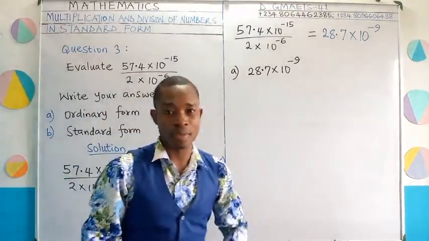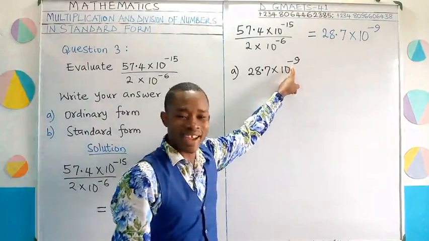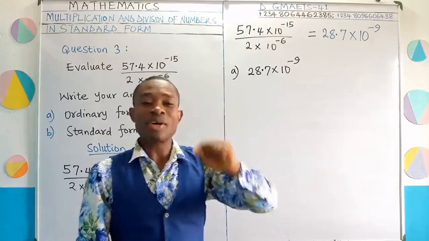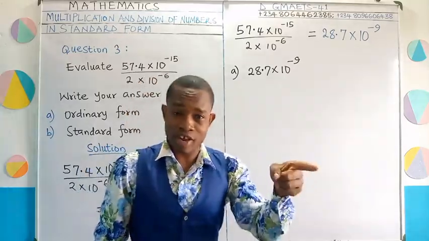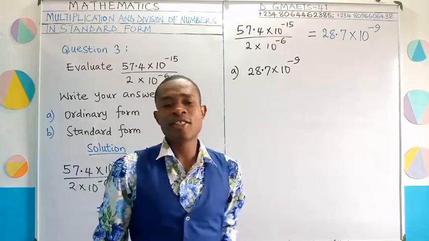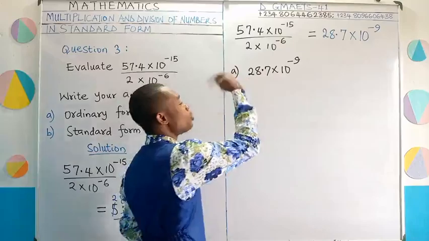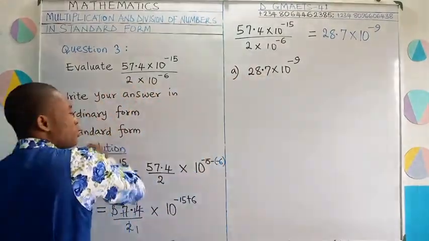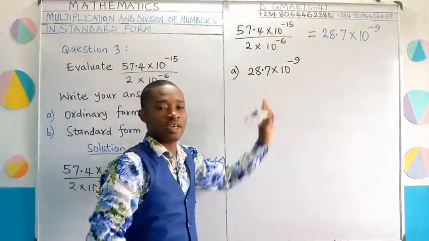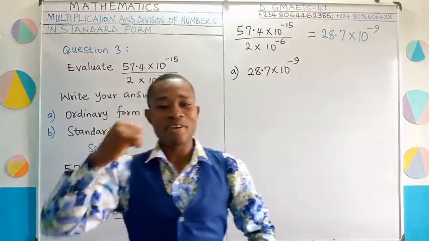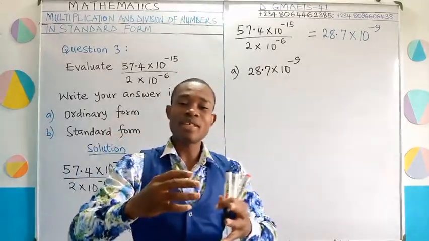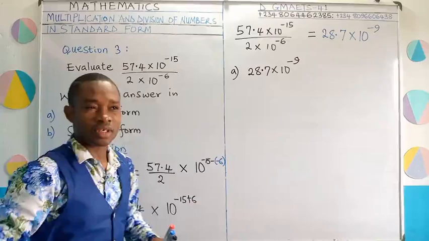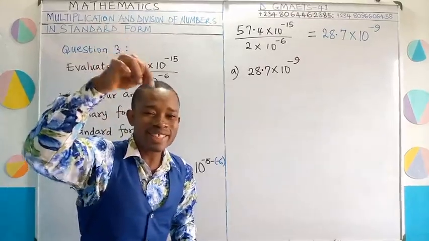Now, I want you to take note of something. The power here is minus 9. I repeat that again. The power there is what? Minus 9, because it is minus, not positive. It simply means that 9 zeros will appear before this 28.7. I'm saying this because you remember in question number 2, when we were writing it in ordinary form, the zeros appeared after the answer we got because the power of 10 there was positive.